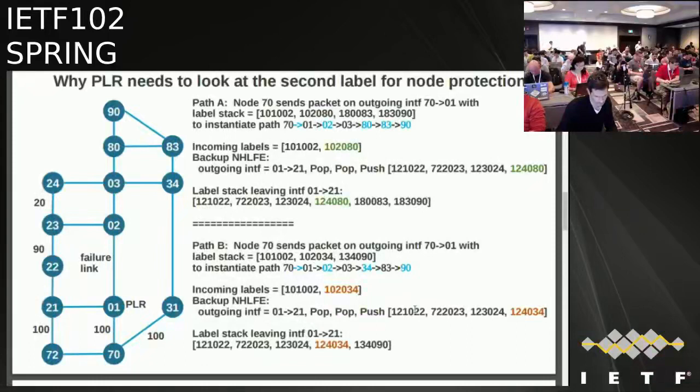The other path possibility here is path B, which goes out 70, 1, 2, 3, but then takes a right turn to go to 34 and then goes up through 83 and ends up on 90. This path is going to have a different second label, and in order for the PLR, node 1, to produce the correct label stack for this, it's going to have to look at the second label as well. Any questions here? Okay. So moving on to the next example.